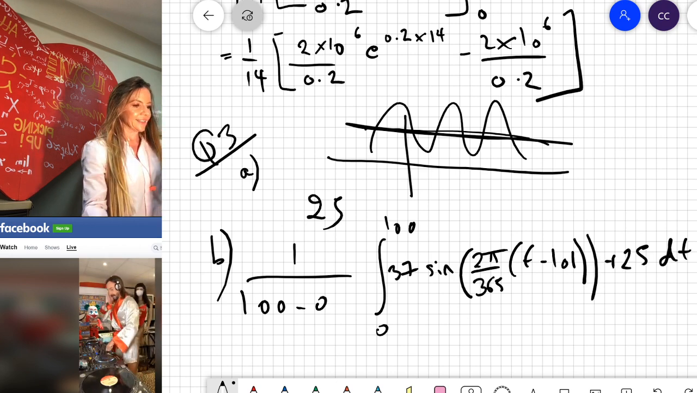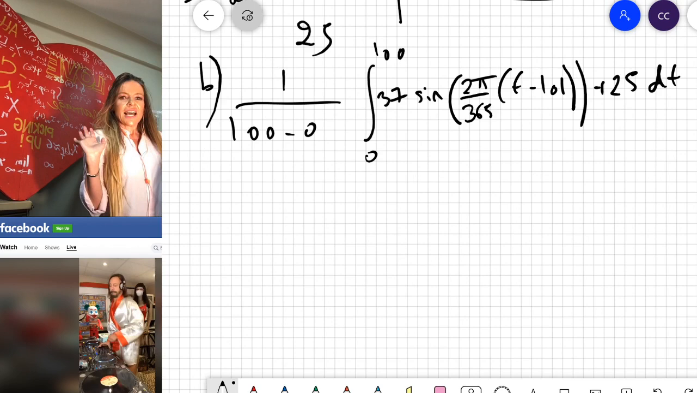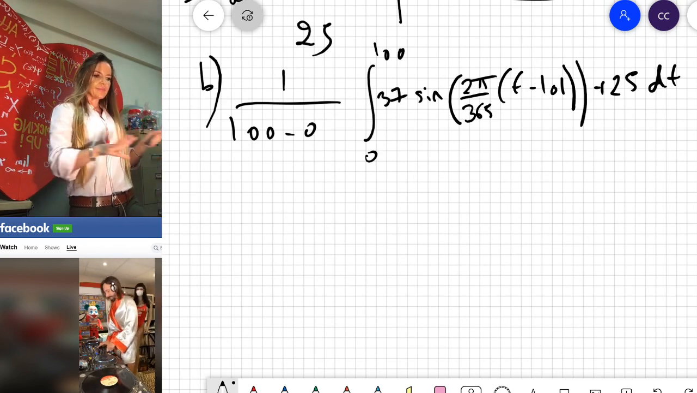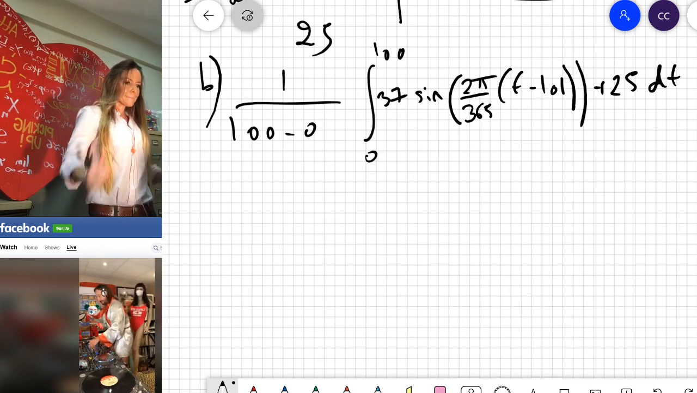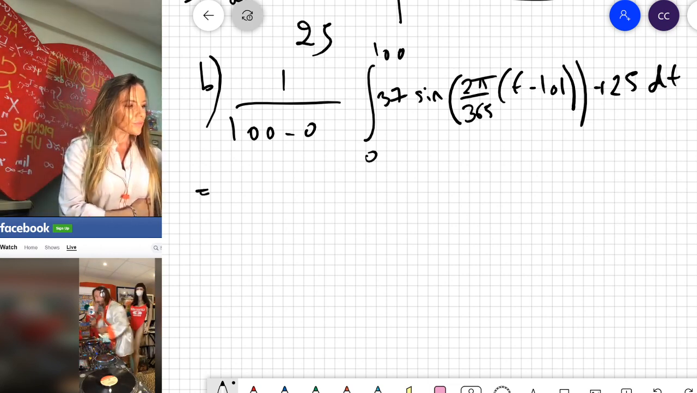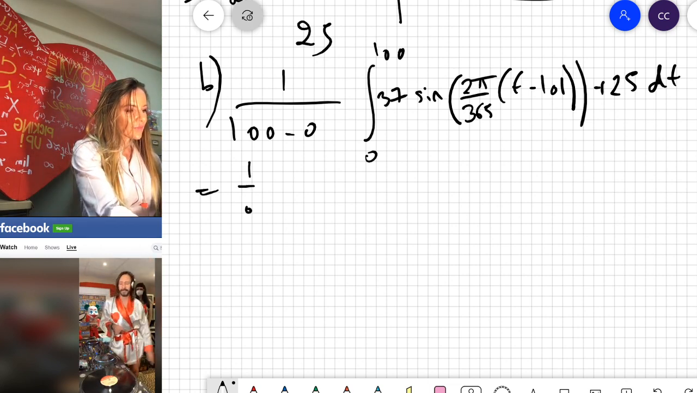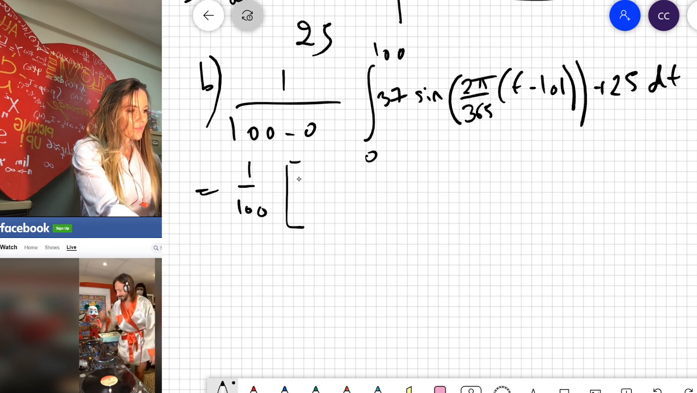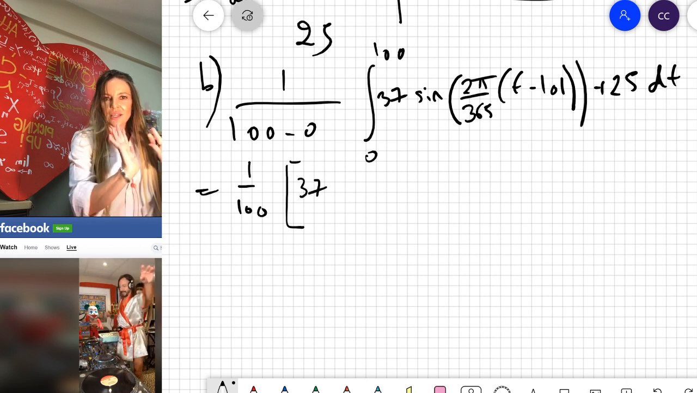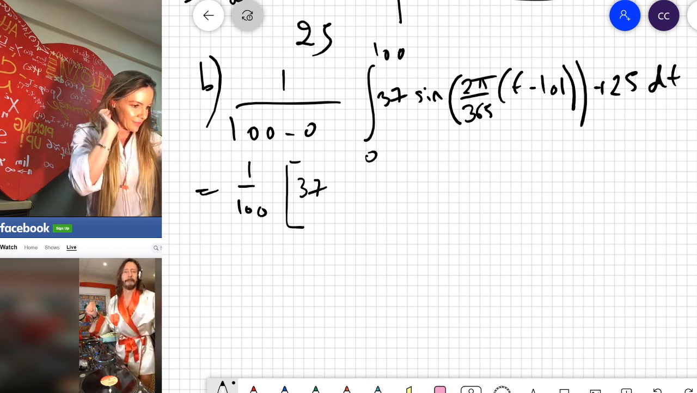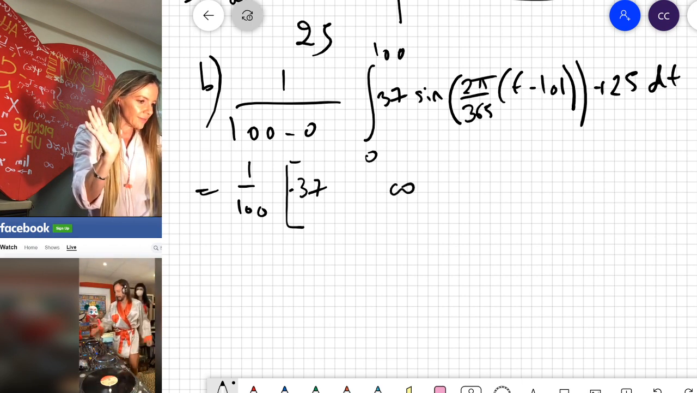dt. Don't be stressed. It's just a normal trig function. Negative cos. We don't stress.